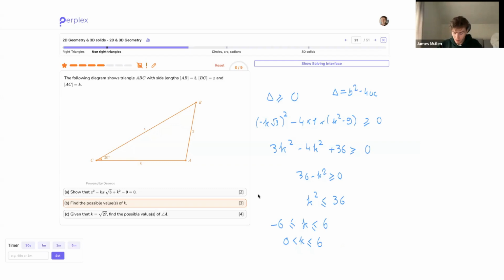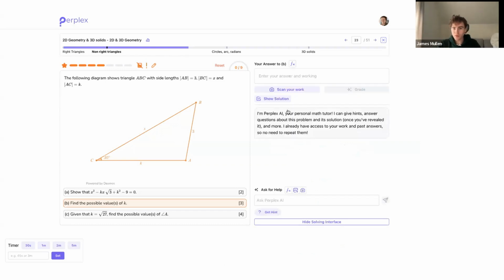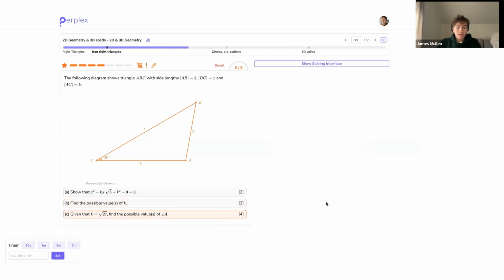This is a weird question. I don't know if I've seen something exactly like this on the exam, but it's the kind of trick that they would play on you if they ever discovered this was a thing that they could do. Okay? So 0 less than k less than or equal to 6 is the answer for B. See if I have multiple choice. I do not. Now, given that k is equal to root 27, find the possible values of the angle A.